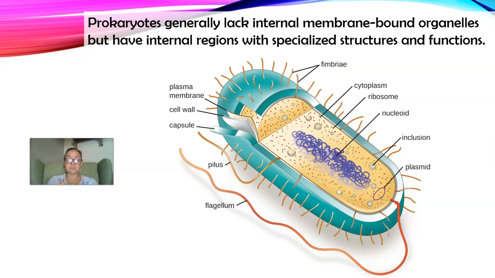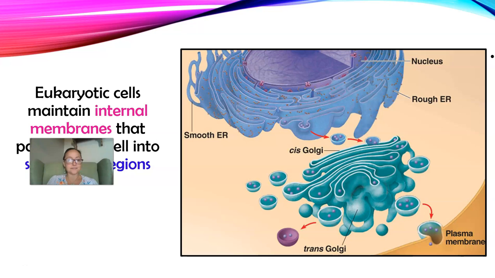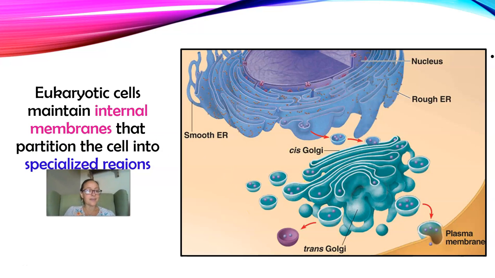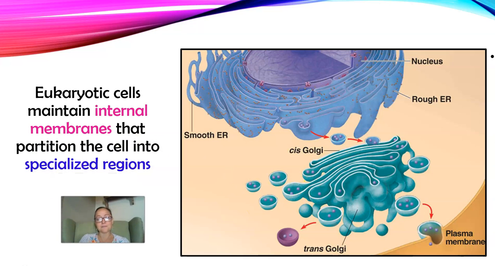And prokaryotes generally lack internal membrane-bound organelles, but have internal regions with specialized structures and functions. So while they have ribosomes, they do not have anything that is membrane-bound, like a lysosome or a Golgi or something like that. And eukaryotic cells maintain internal membranes that partition the cell into regions, which we've talked about quite a bit. And that's it for Unit 2.